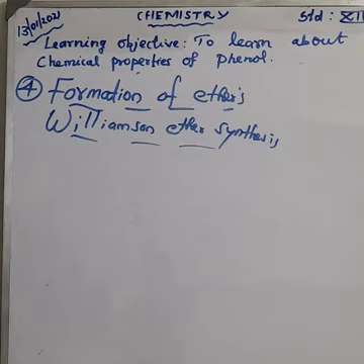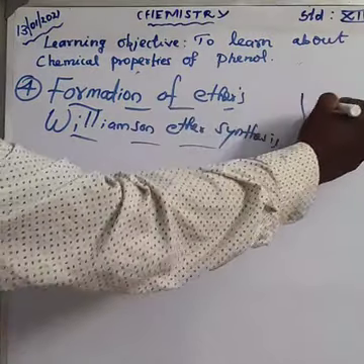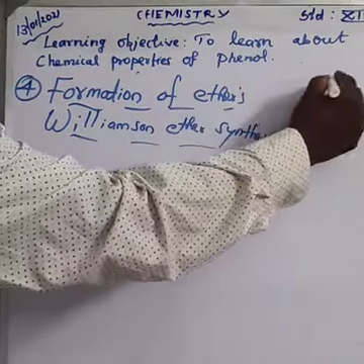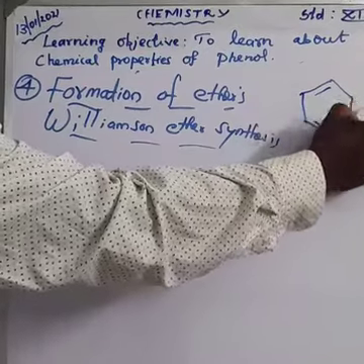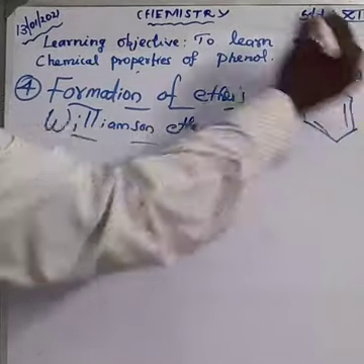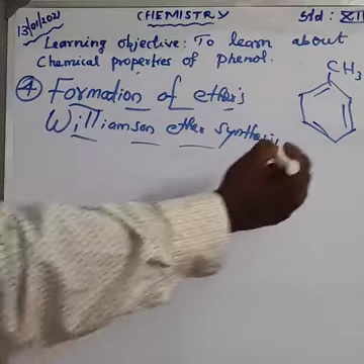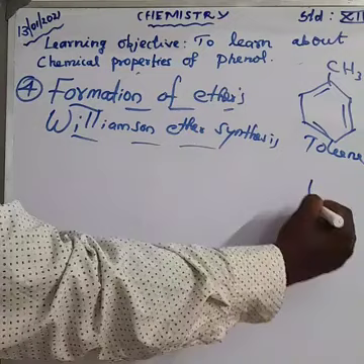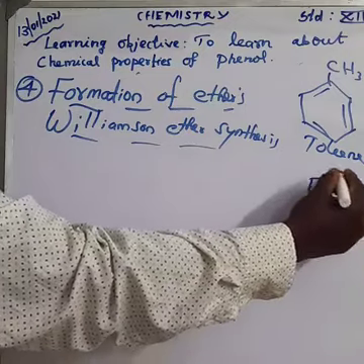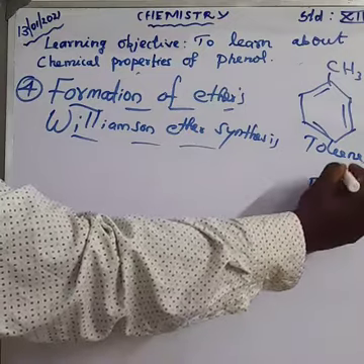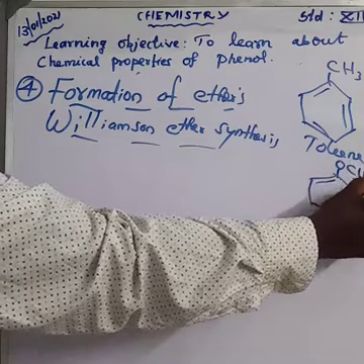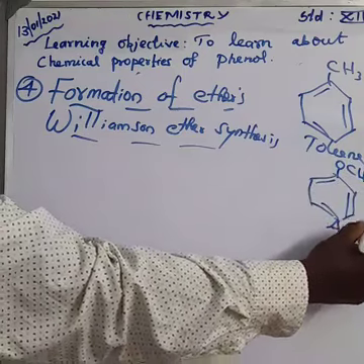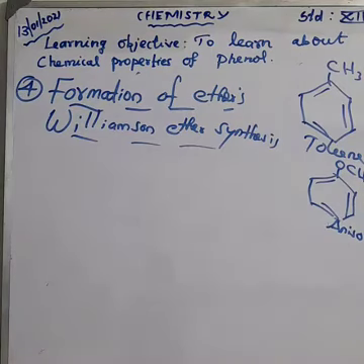Okay, new formula, anisole. Yesterday we learned about the benzene ring. This is called what? Toluene. Am I right? Here, anisole. Dear children, can you differentiate the two new compounds? The first compound is toluene and the second compound is anisole.